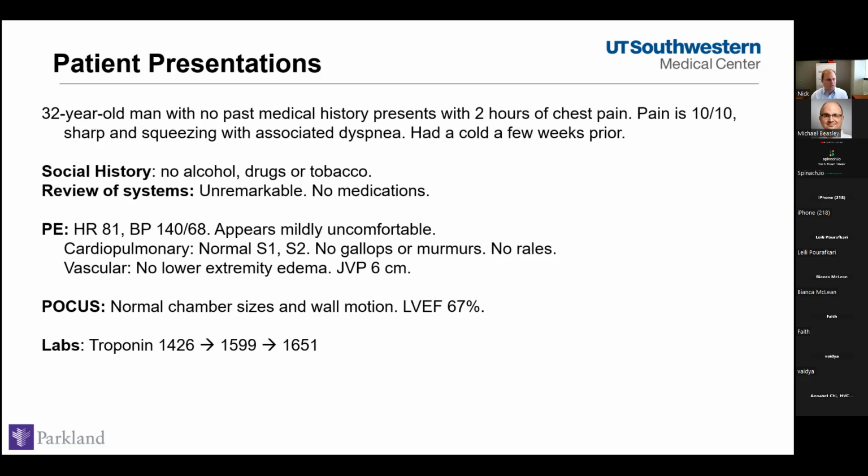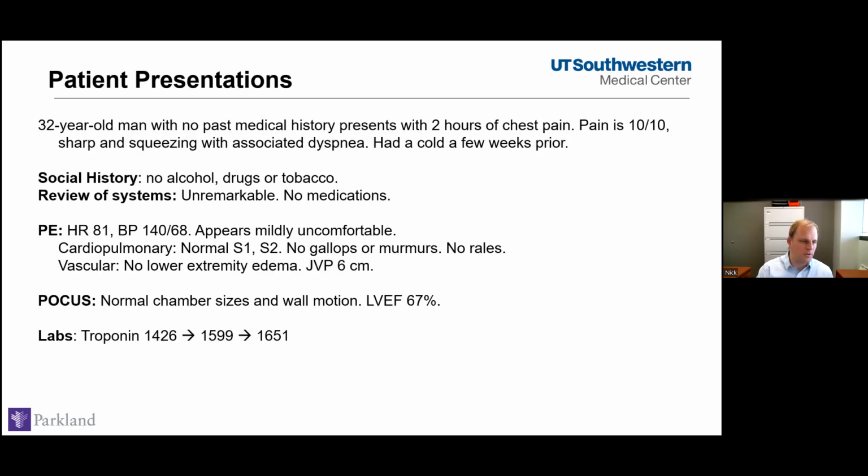But the reason the ER is calling you, or the hospital is calling you, is that the troponin is markedly abnormal. So we use a high sensitivity troponin here. So in nanograms per liter, 1400, 1500, and 1600 respectively is highly abnormal and certainly going to give quite a bit of attention to that patient for the ER physician.